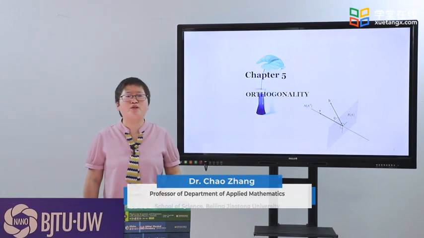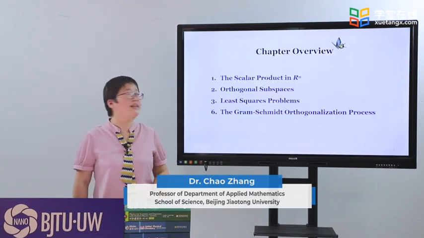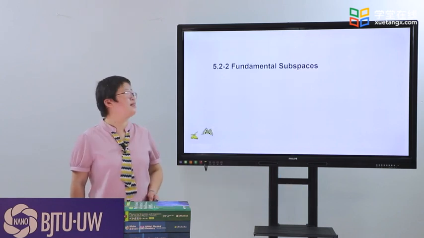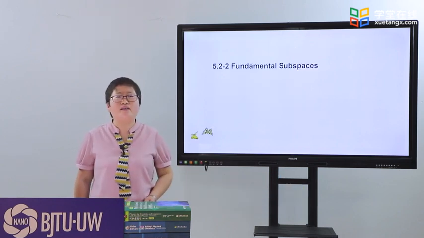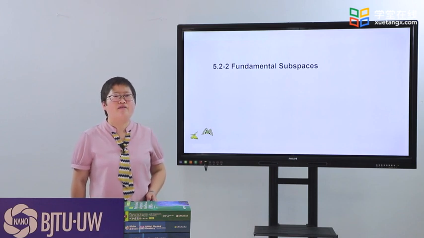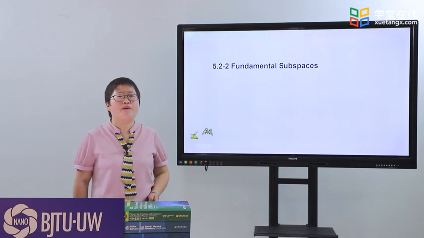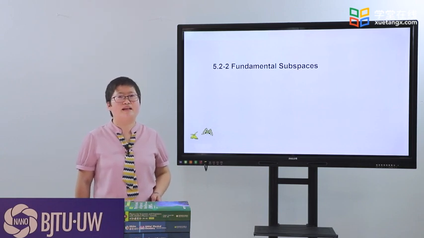Okay, now we continue to learn Chapter 5, Orthogonality. Section 2, Orthogonal Subspaces. Part 2, Fundamental Subspaces. So here we will introduce fundamental subspaces, which are very important examples.